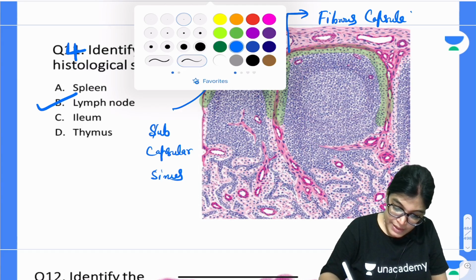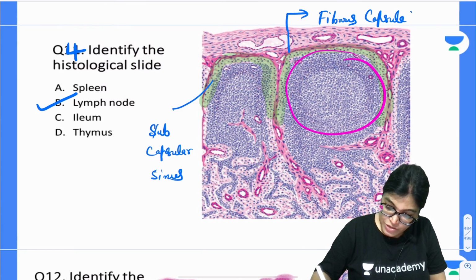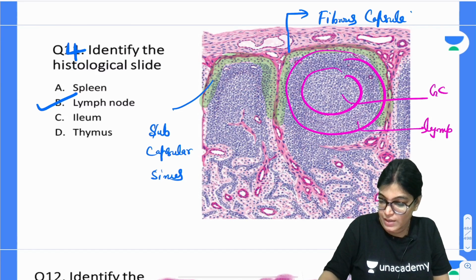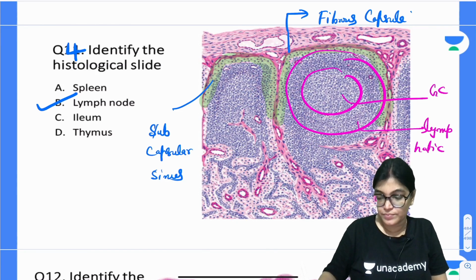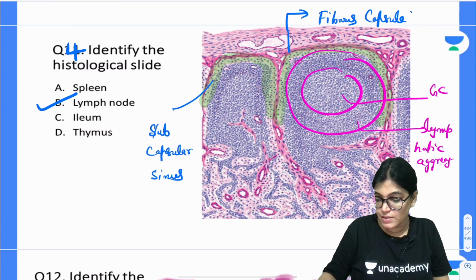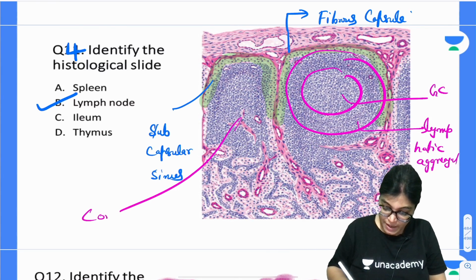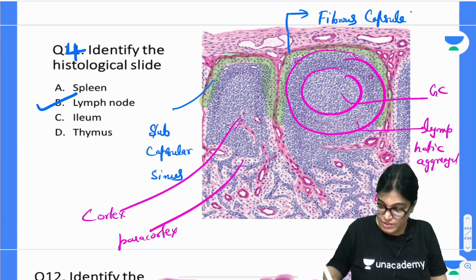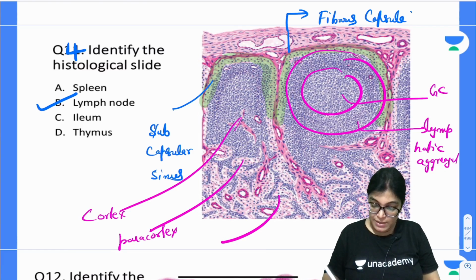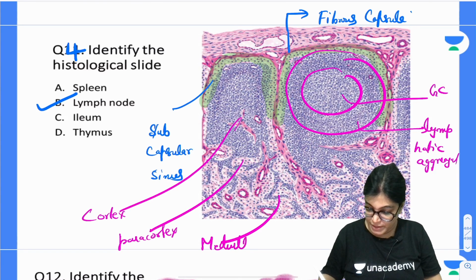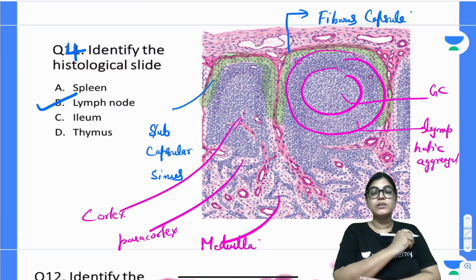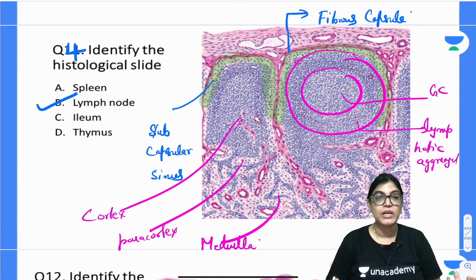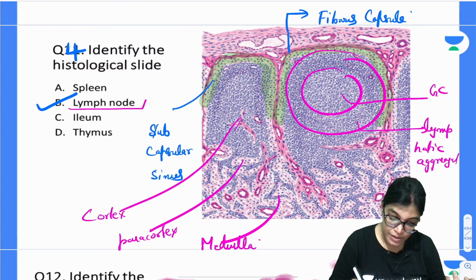These are lymphatic aggregations, which have a germinal center. So, this will become the cortex area, this will become the paracortex area, which is having mainly T lymphocytes, and this is the innermost part, the medulla. So, all these features give us the correct identification of the slide, and very nicely we can appreciate that this is the slide of lymph node.